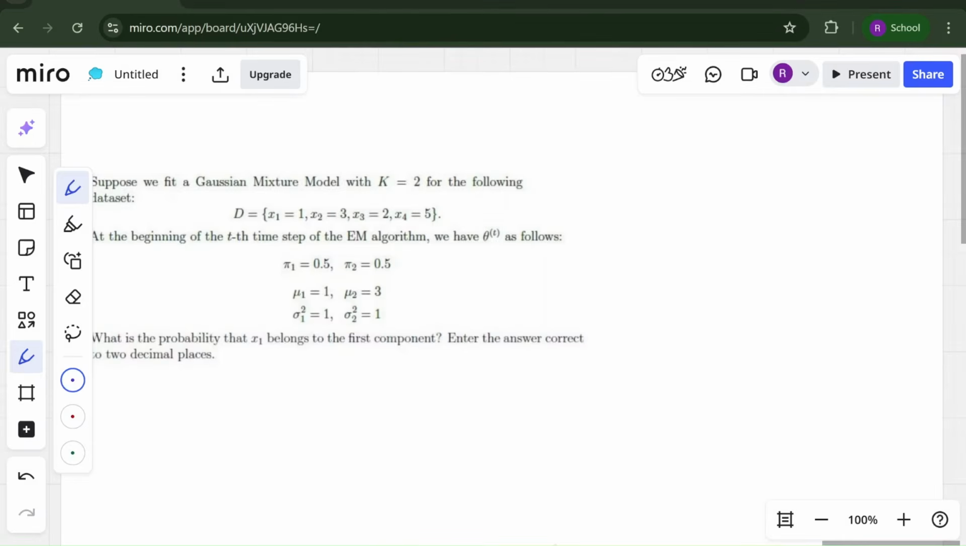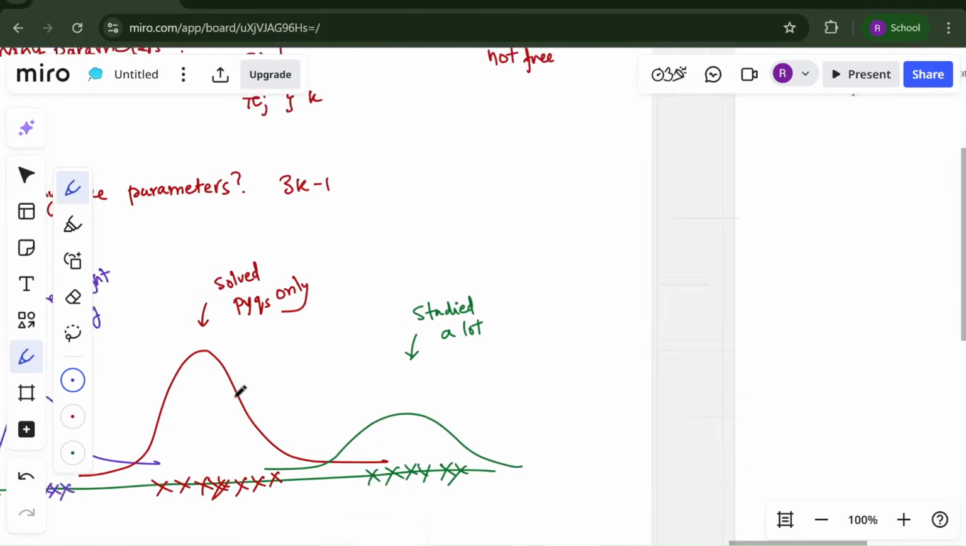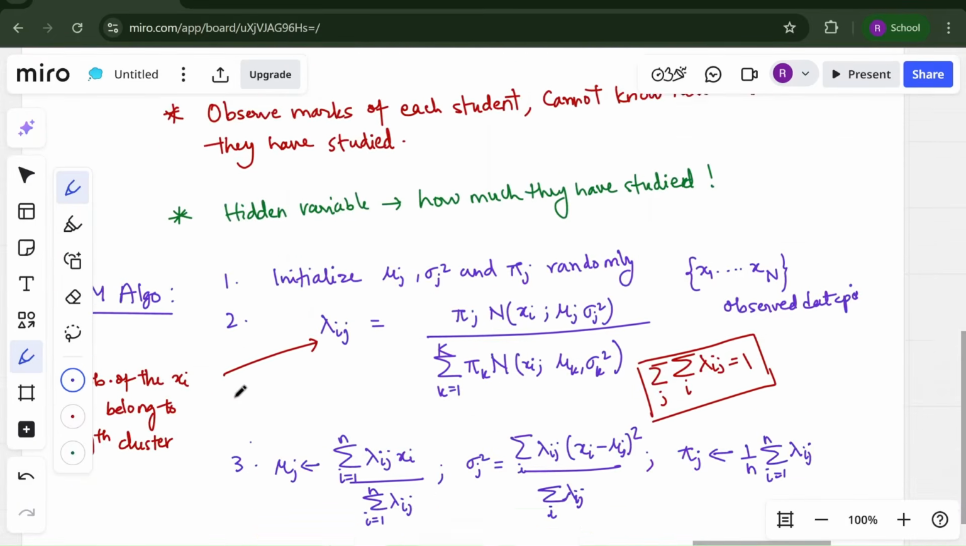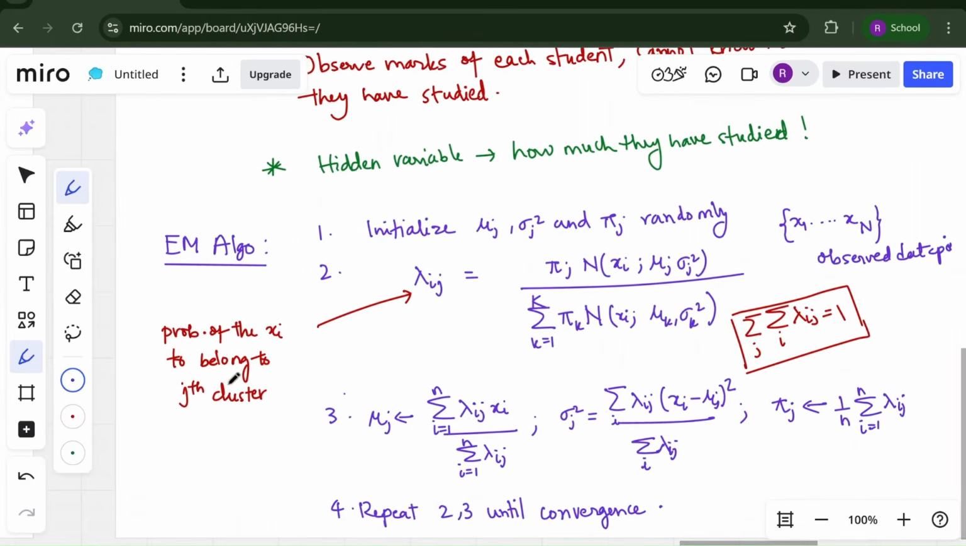Okay, so this is the question that we have. Let's try to solve this. This is a question on a GMM and EM algorithm. What does the question say? It says, what is the probability that x1 belongs to the first component? If you go back to here, this is exactly this: the probability of xi belonging to the jth cluster. And what is it? It is lambda ij. So you have to compute this entire entity.